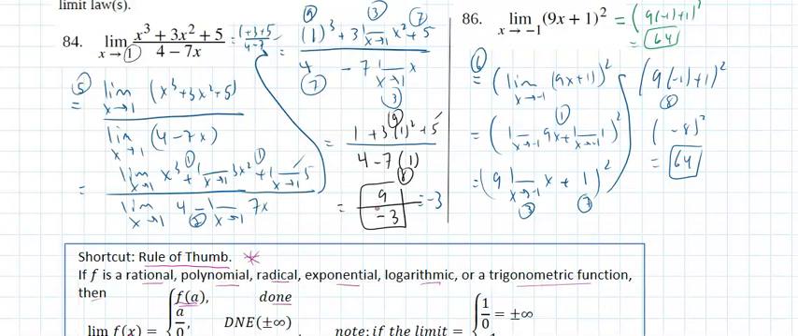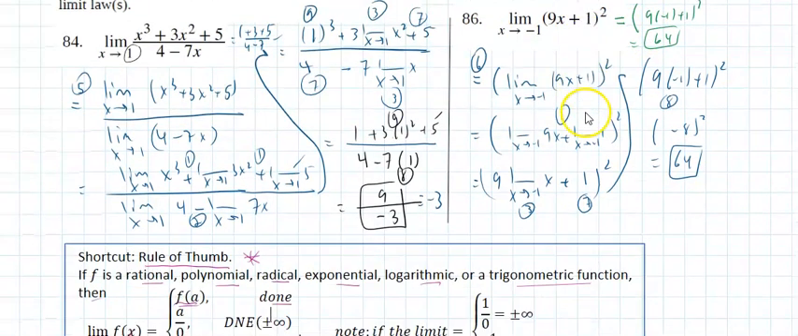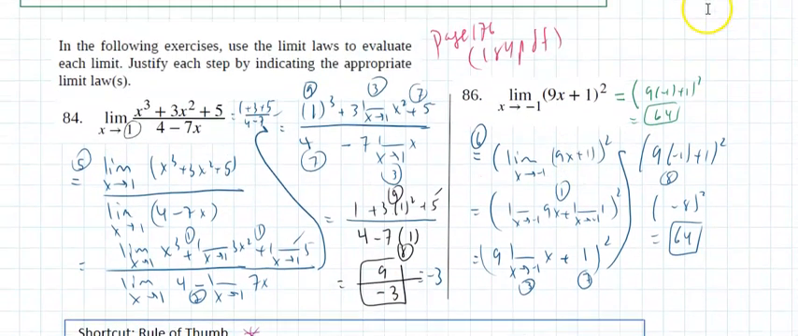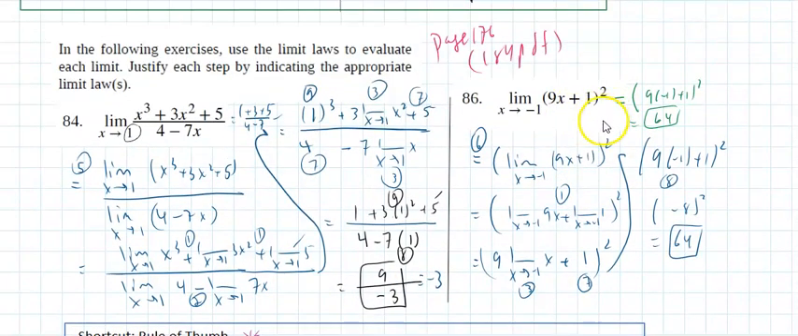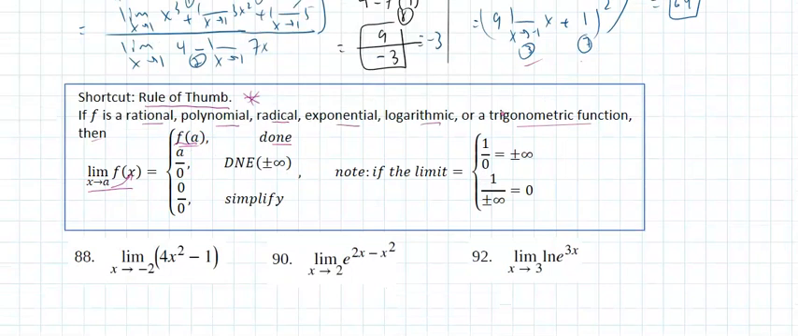No need to do all of this work. I'm looking at 86. That's a power function, so that's a polynomial, right? If you FOIL that out. So how do you find the limit? Shortcut, you throw negative 1 in. You get 64, you're done. No need to pick points, and no need to go and justify everything.